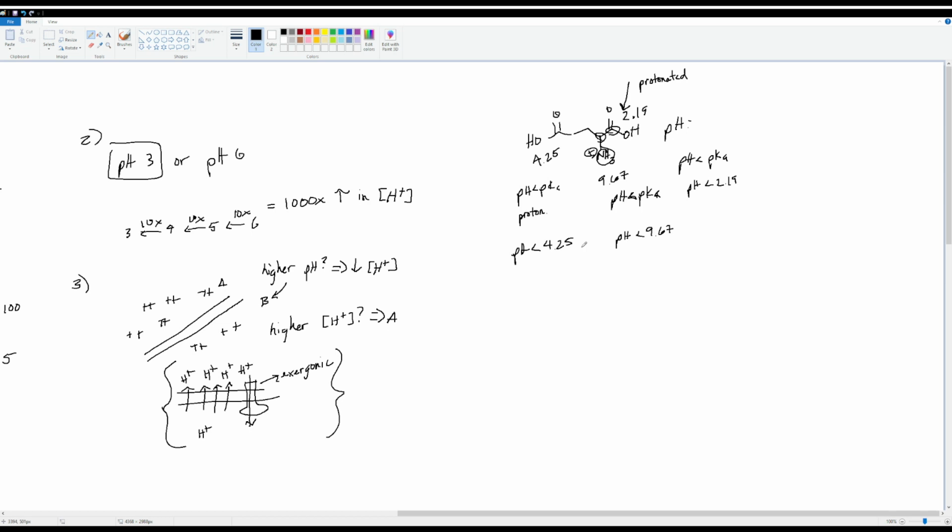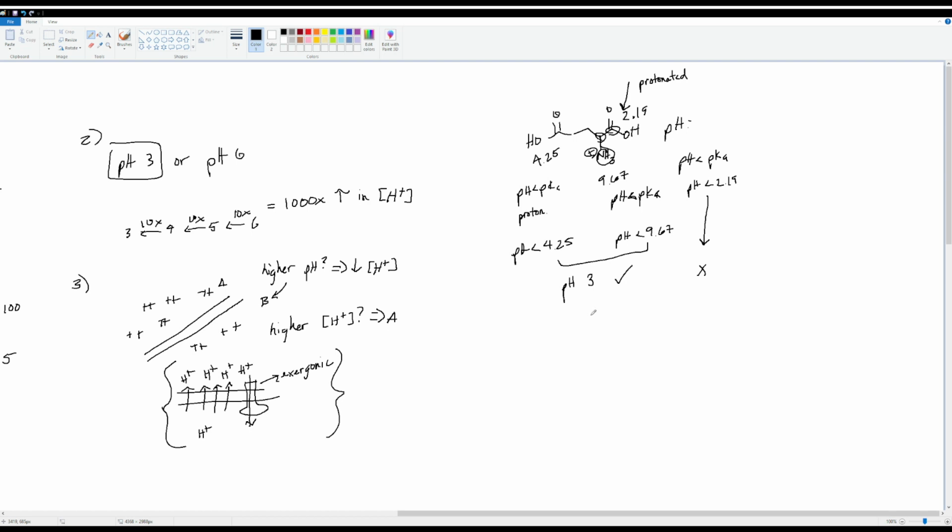So now what we can do is take all these together and find where they overlap. I have a pH less than 4.25 and a pH less than 9.67. If I have a pH of, let's say, 3, does this match these two at least? Well, yes, right? It is less than 4.25 and it is less than 9.67. Does it match this third one, though? Is a pH of 3 less than 2.19? And it's no.